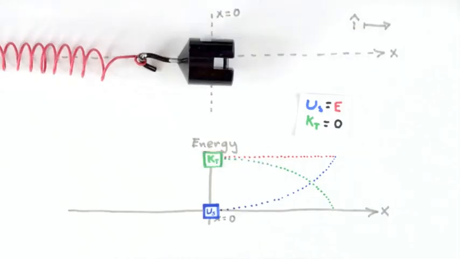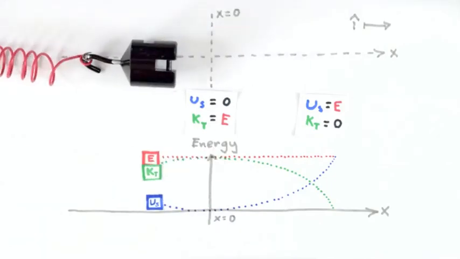Now at x equals 0, when the spring is relaxed, the potential energy of the spring has its smallest value, and the kinetic energy has its largest value. The spring mass is moving with its largest speed. But the system doesn't stop there.